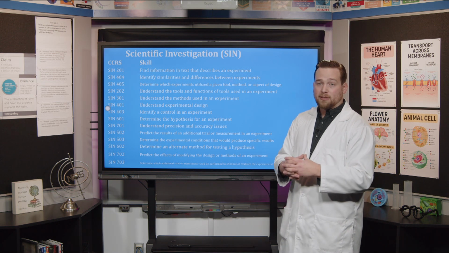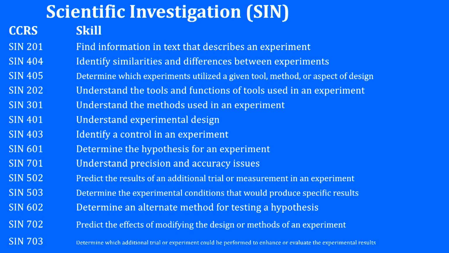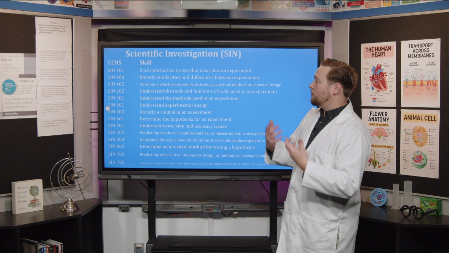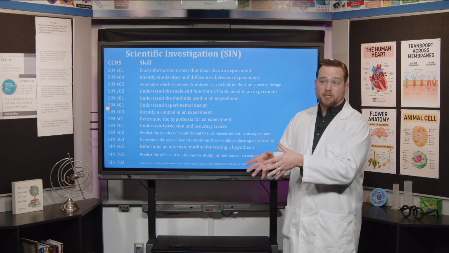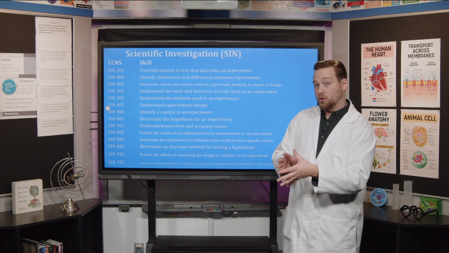All right, let's read the last one and then we'll look at that last reporting category. So SIN 703 says determine which additional trial or experiment could be performed to enhance or evaluate the experimental results. So again, the ones where you're having to predict or synthesize or extrapolate or interpolate information, those are the very difficult ones. Those are the ones that it's okay to spend a couple more seconds on.